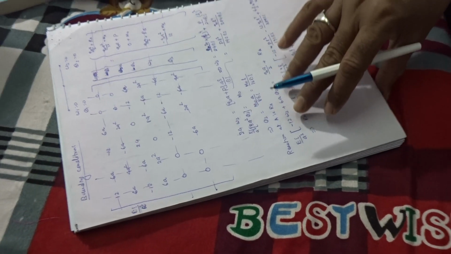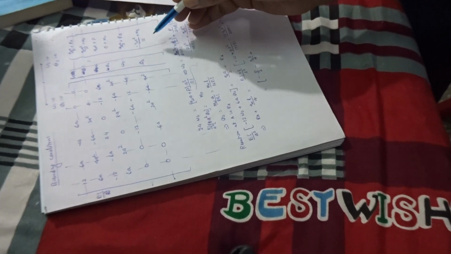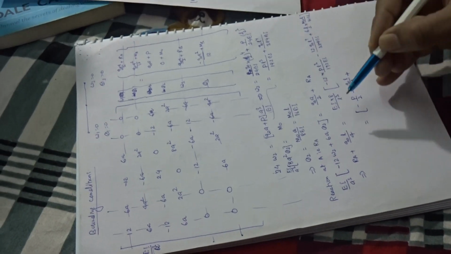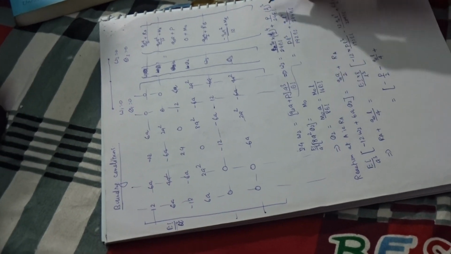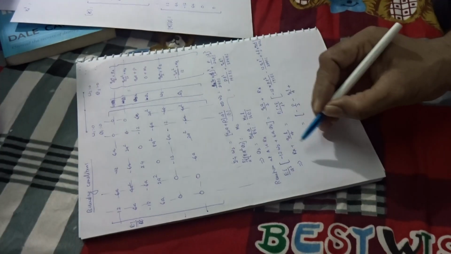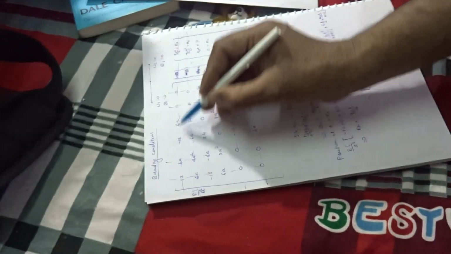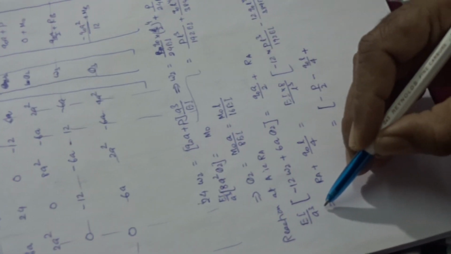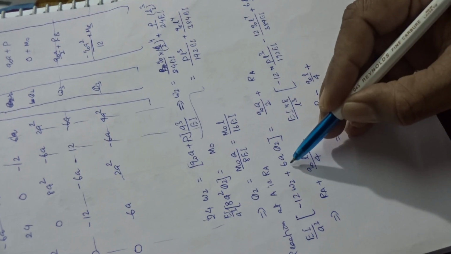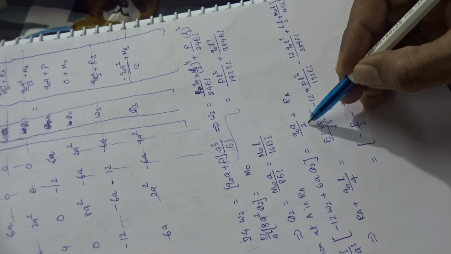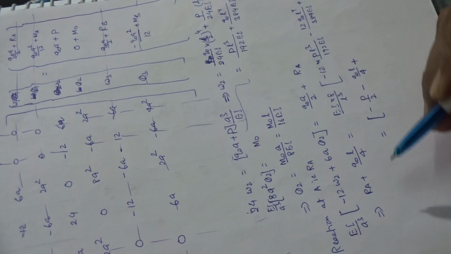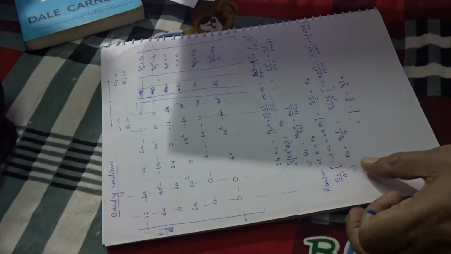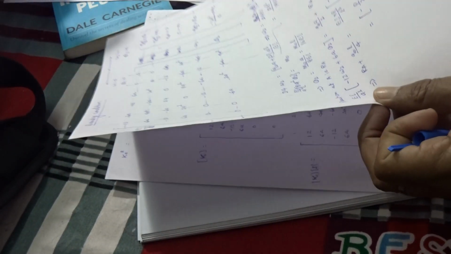When you solve it, you get the 2 by 2 matrix, and theta 2 and W2 are obtained from it. Substituting into the first equation, you can get the value of reaction Ra: EI by A cube times minus 12 W2 plus 6A theta 2, equals Q naught A by 2 plus Ra. So you can get the value of Ra from these equations. These are the two solved examples I have discussed for the beam chapter.